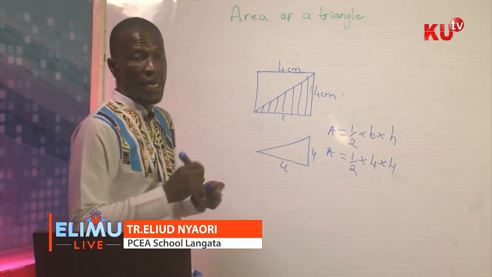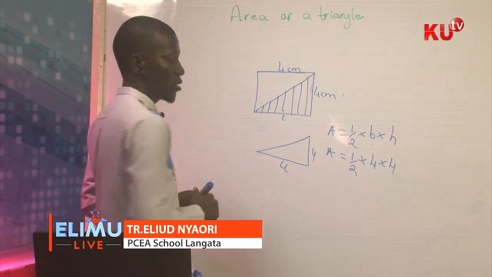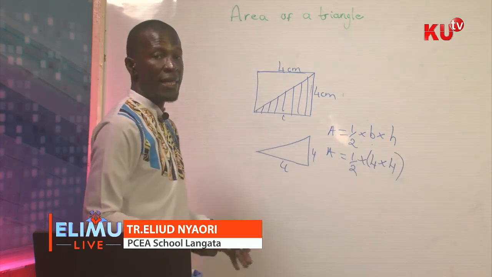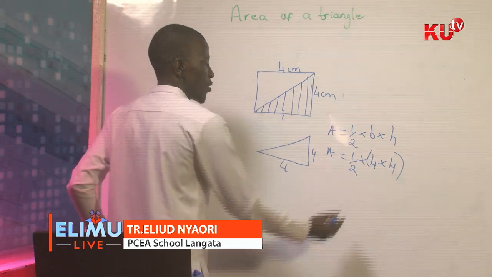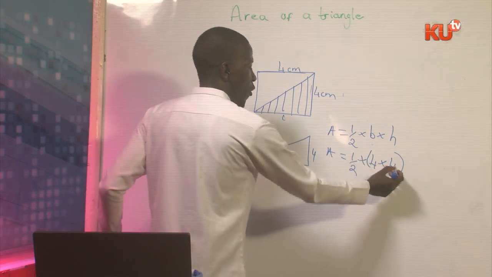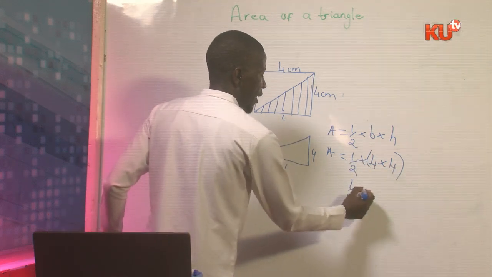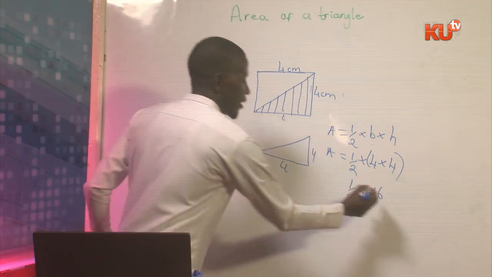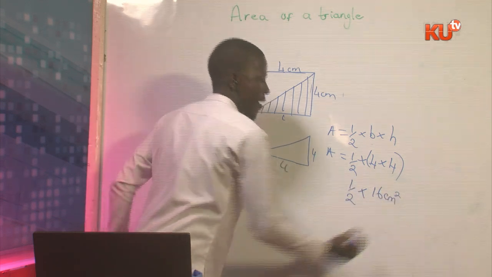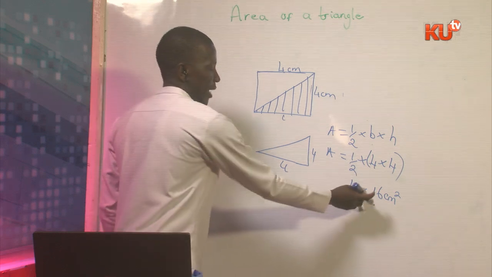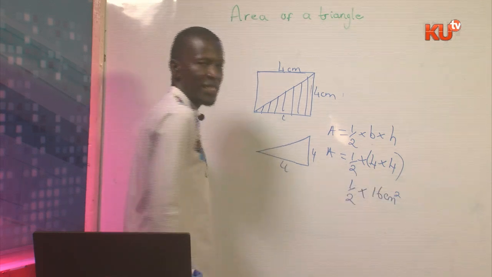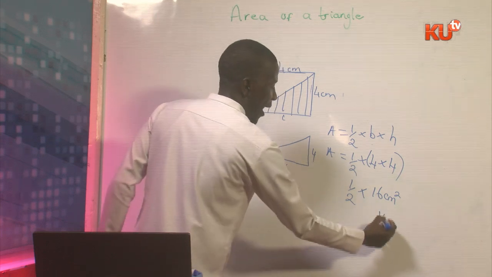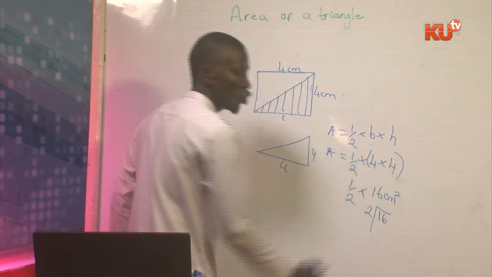So I want us to work it out using our second method, which is working out the base and the height separately. So we work out 4 times 4, that is 1/2 times 4 times 4, which is 16 centimeters squared. So from here you get 1/2 of 16 centimeters squared. It simply means you take 16 and divide by 2.